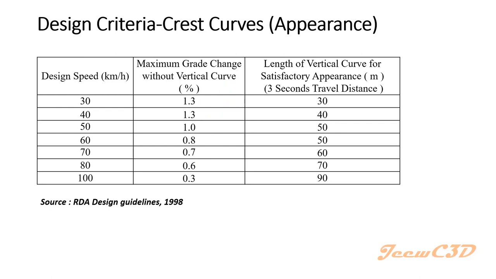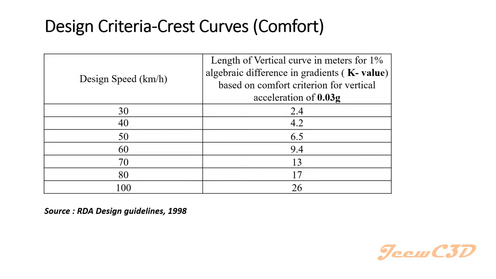Then we are considering something called crest curves with comfort criteria. Sometimes when you are traveling on a road, at some vertical curves you might feel that you are going over the top of the road, or you feel it is very hard to travel on that road due to the speed. That means the comfort criteria of that vertical curve are not satisfied. So we have to have vertical curves that satisfy the comfort criteria also.